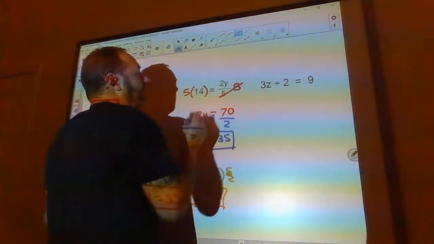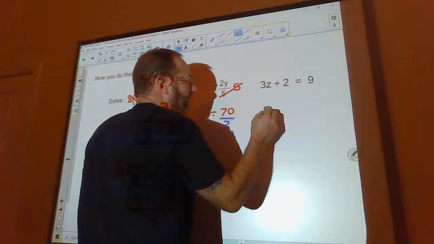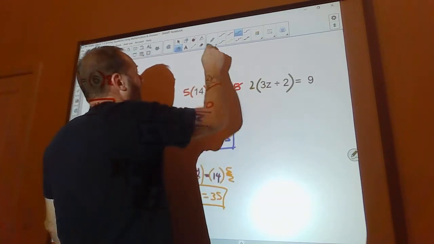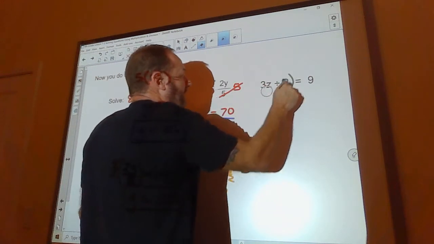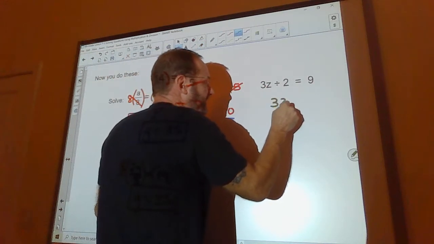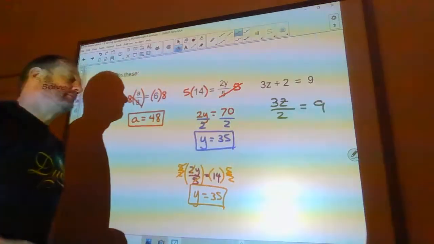On this last one here, we've got 3z divided by 2, so what we would want to do is multiply both sides by 2. And in fact, you know what? I don't even like the way this is written. I'm going to rewrite this thing first. I'm going to rewrite it like this: 3z divided by 2 equals 9, like that.